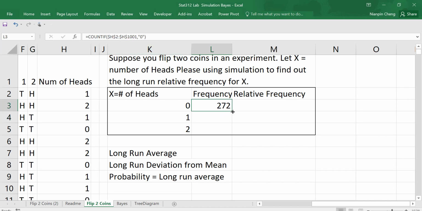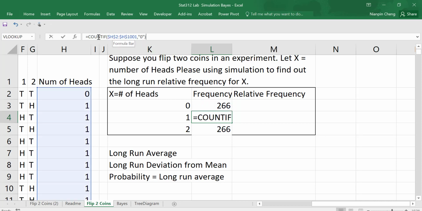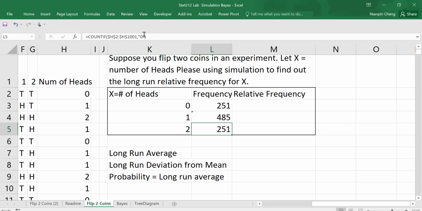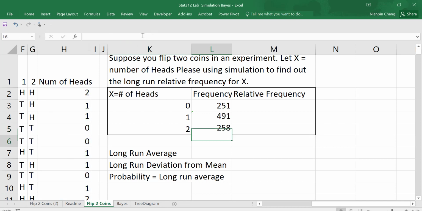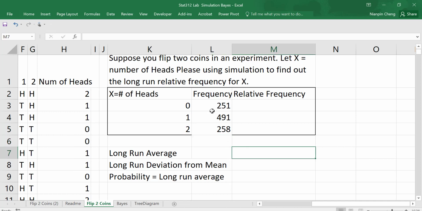So I also can just copy, Control C, and paste. So this time I paste the formula. See, I pasted, I have the $ sign, so the cell is still fixed. Otherwise, this number 2 will change to number 3. But here I just change this to 1, and this to 2. So I know the frequency.